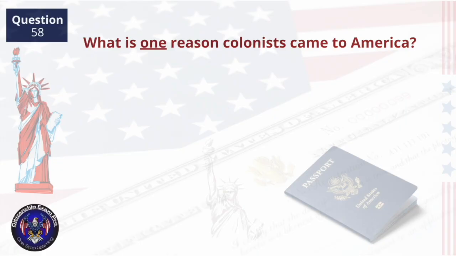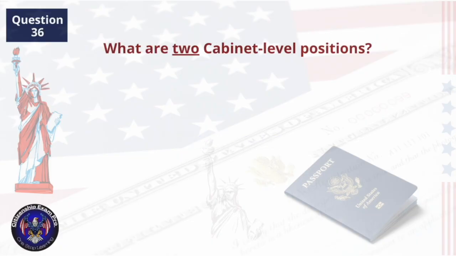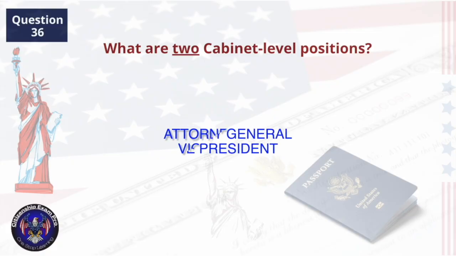What is one reason colonists came to America? Freedom. What is one thing Benjamin Franklin is famous for? U.S. diplomat. What are two cabinet-level positions? Attorney General. Vice President.